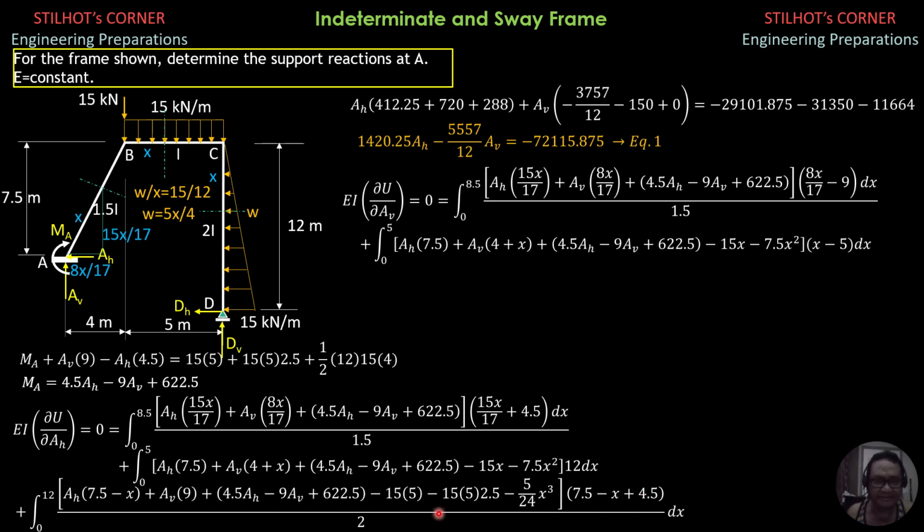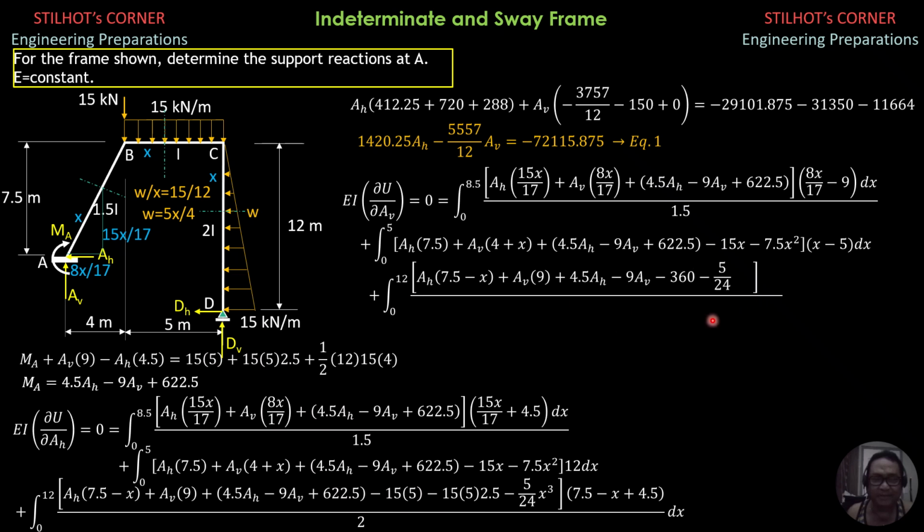Then we replace 622.5 minus 15 times 5 minus 15 times 5 times 2.5. But the derivative is 9 minus 9, so 0. So everything would be 0 in the third integral, because the derivative of this moment equation with respect to AV is 0.